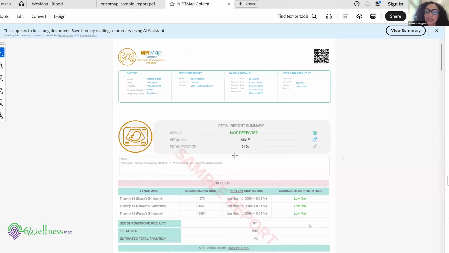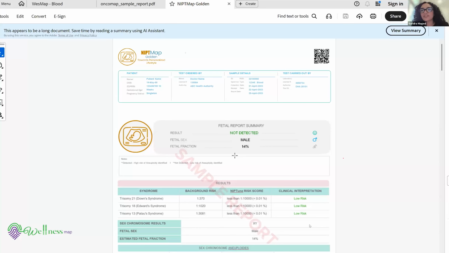A very important thing that we need to understand is that for the fetal fraction, the minimum should be around 4% for us to be able to say whether this NIPT result is actually reliable or not. When it is lower than that, then we won't be able to say for sure whether this NIPT test is actually reliable or not.